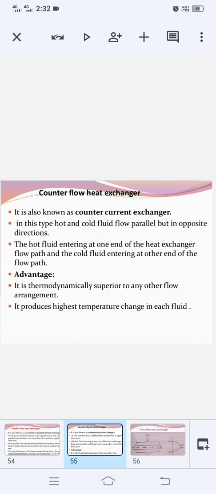Now what is the advantage of this counter flow heat exchanger? The first one is that it is thermodynamically superior to any other flow arrangement. And the second one is that it produces the highest temperature change in each fluid, because both the fluids are entering the exchanger from opposite sides.